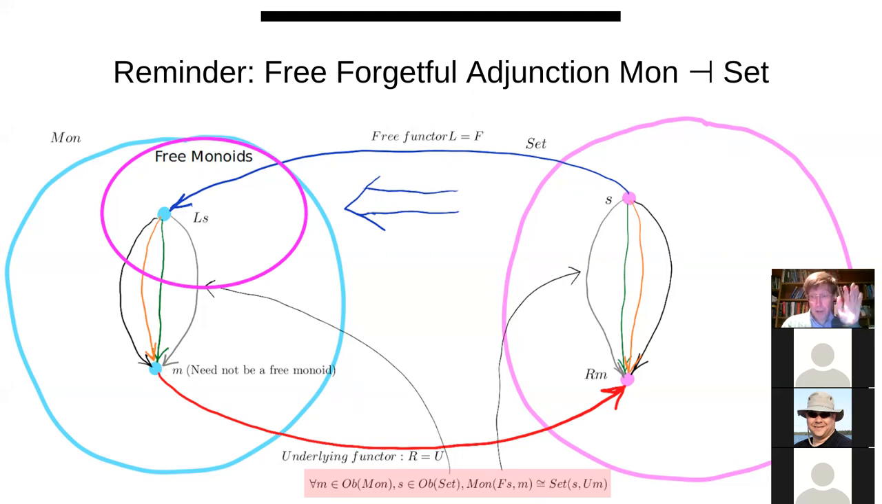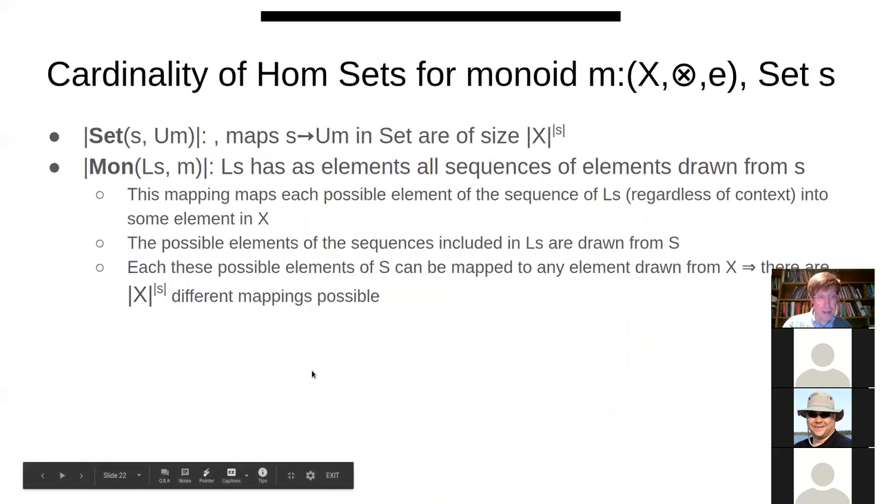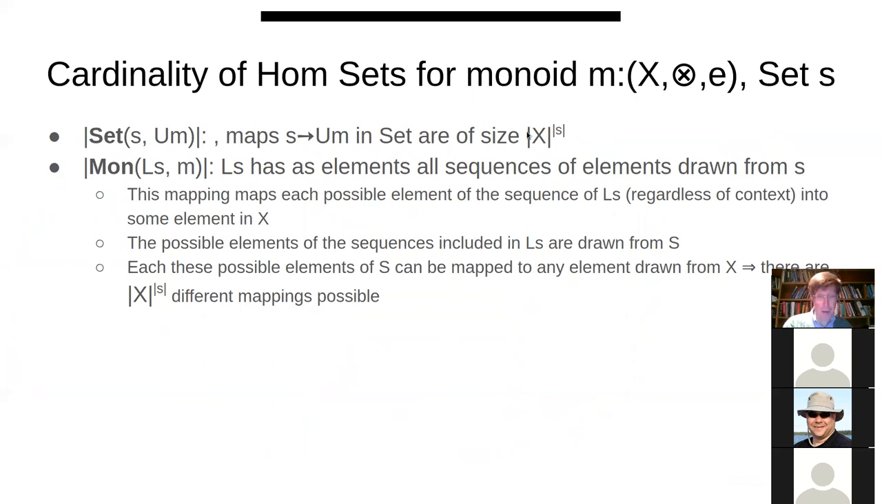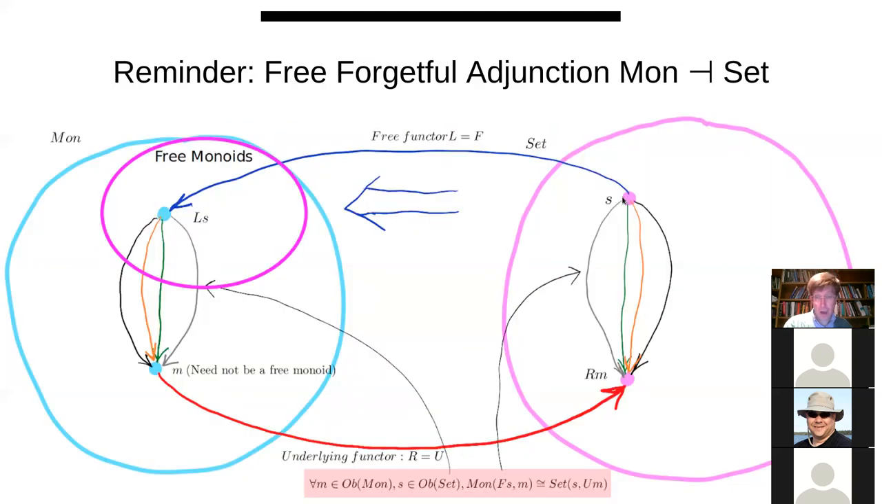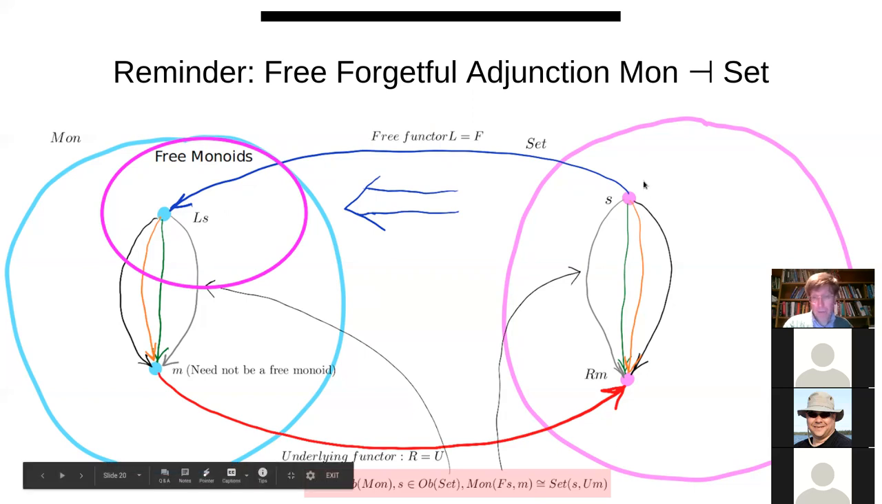I could map 1 to A, B, and C. So there's a total of 3 times 3, or 9 possibilities. And in general, for each element of S, I have X possibilities. So I have X to the S different possible mappings, which is exactly the same as what you have obtaining over here, mapping from this into that.